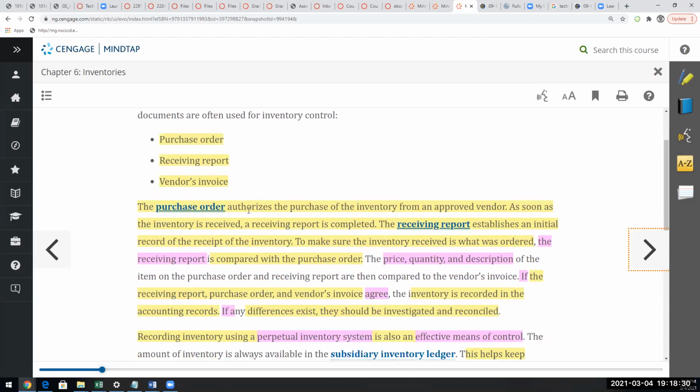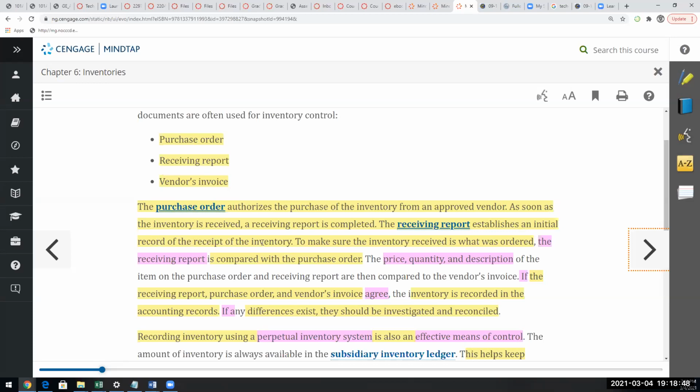So the purchase order authorizes the purchase of inventory from the approved vendor, right? So as soon as inventory is received, you get a receiving report. Okay, so you complete that receiving report, you verify what you ordered showed up. So it establishes an initial record of the receipt of the inventory.